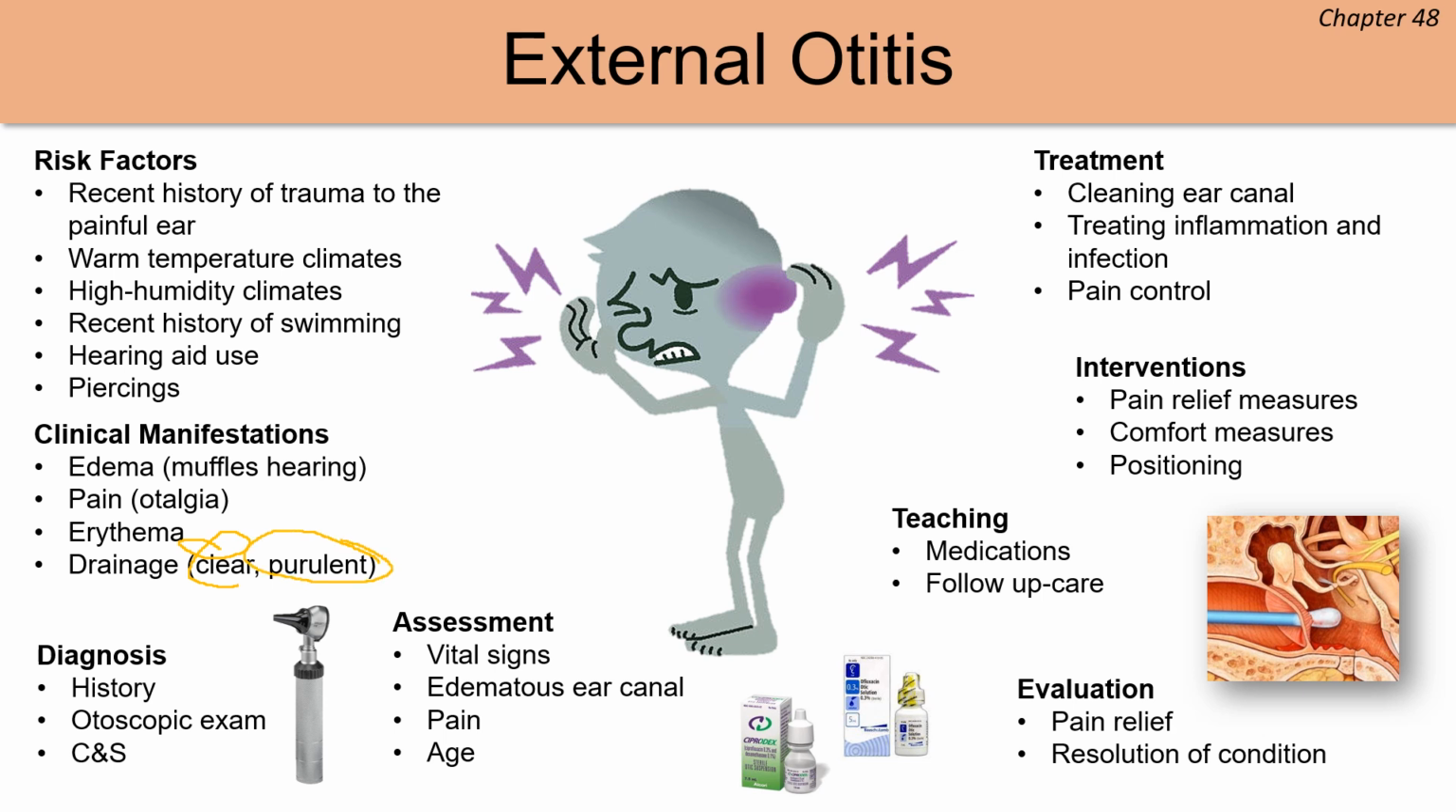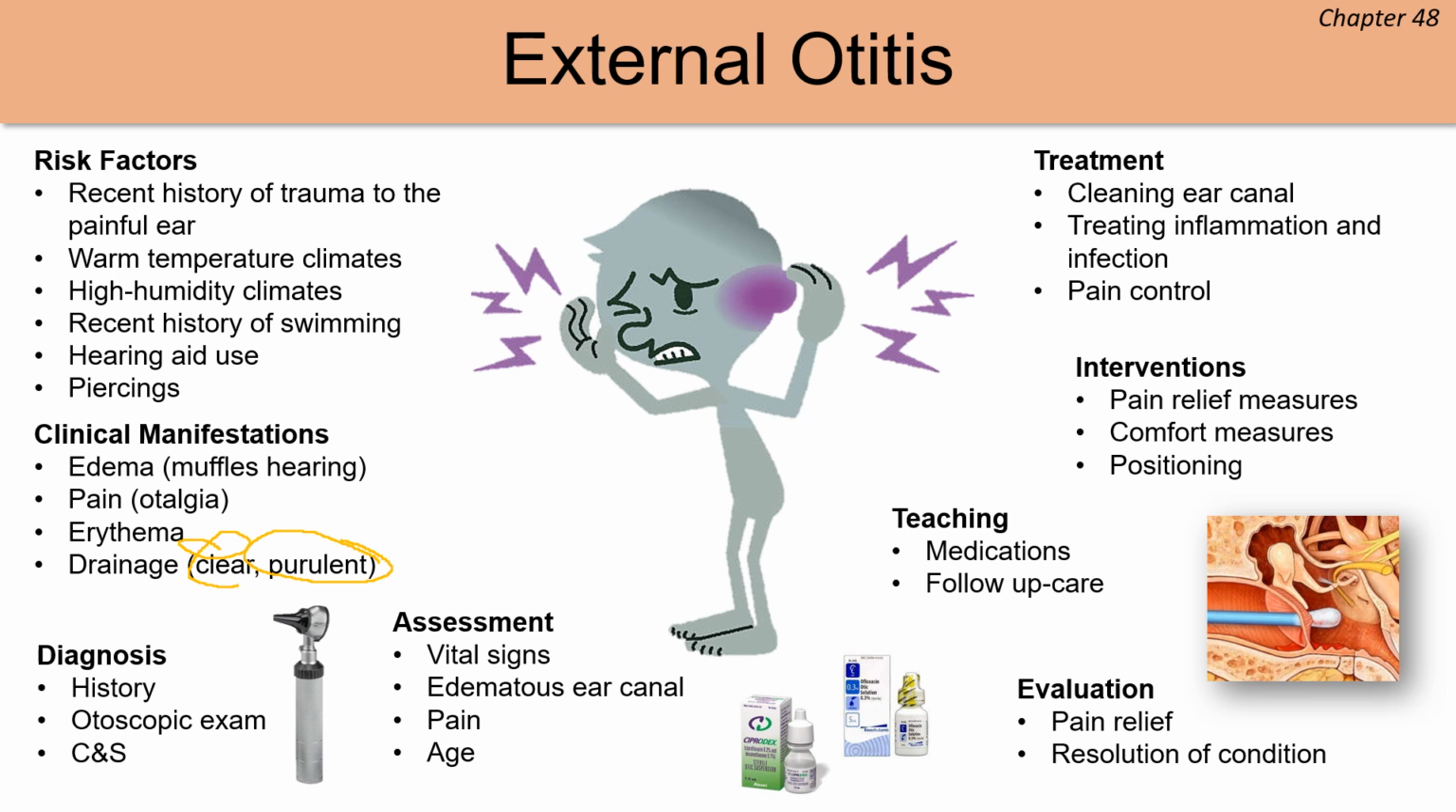The way we're going to diagnose this is by looking at their history, looking inside the ear canal, and possibly culturing that purulent exudate. We're going to check the vital signs and look at all those signs and symptoms. When it comes to age, adults and children are both affected by external otitis. Children may have a higher prevalence only because they tend to do more water-related activities than adults, but any age can get it.